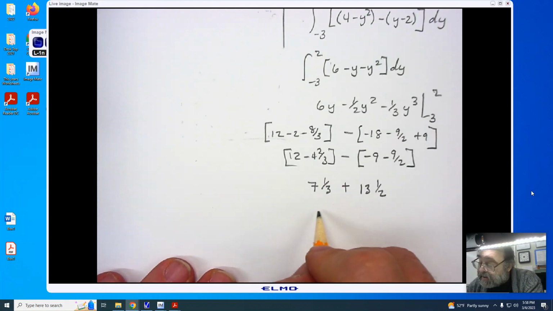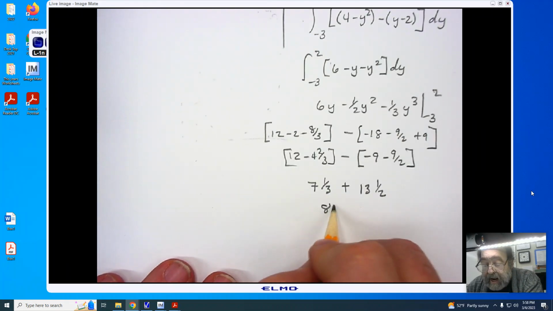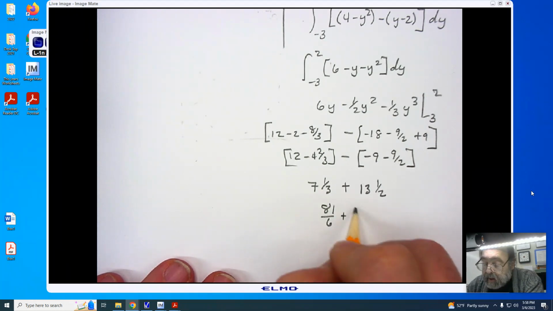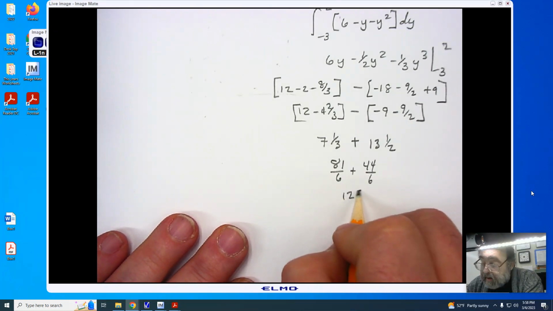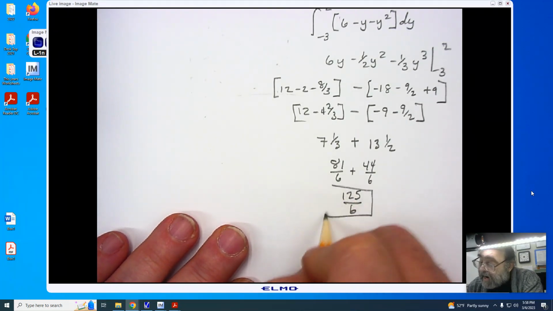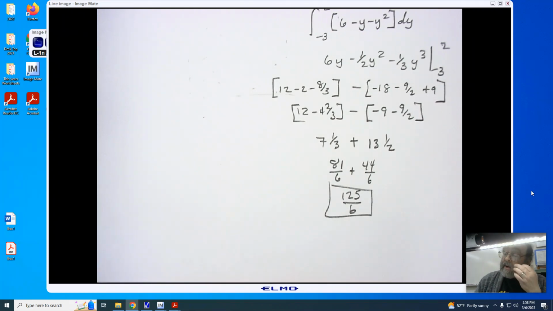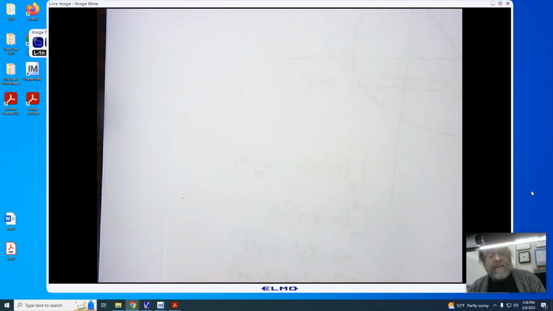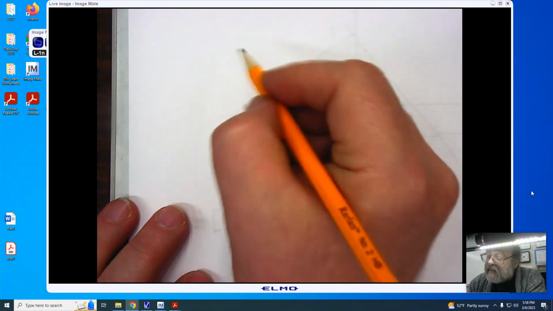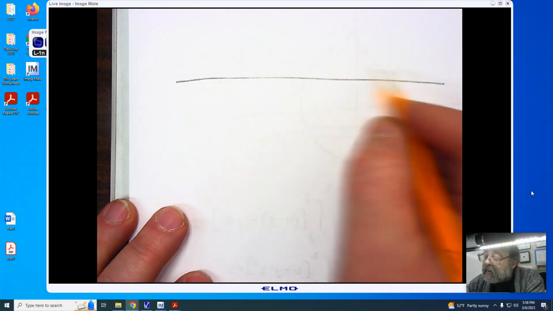And as I add these together, I end up getting 81/6 plus 44/6 is equal to 125/6 for my answer. Now you'll notice this was pretty straightforward. The problem happens in the next part when we're trying to do B, because we now have to find that point of intersection that was clearly visible in the previous part.